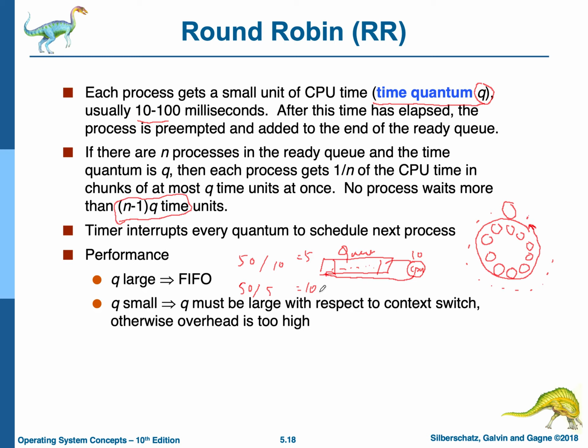we have to assign a generous quantum value for the performance of the process on the CPU. Okay.